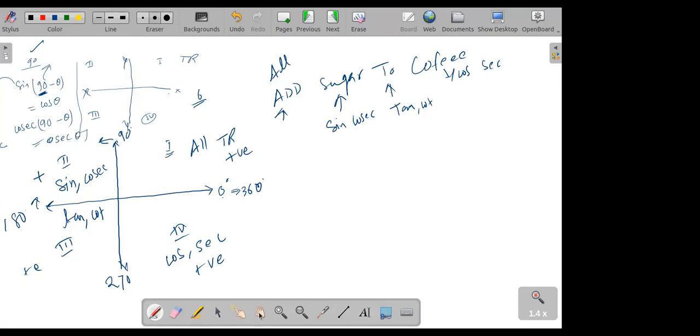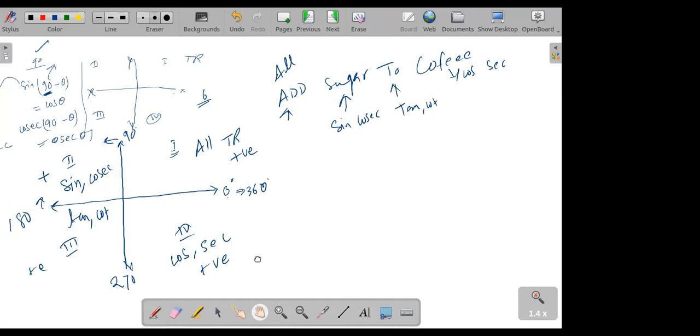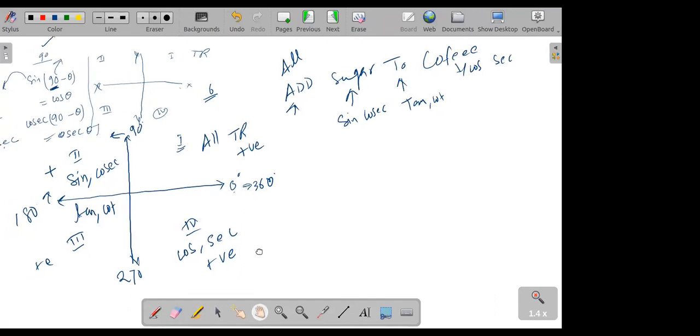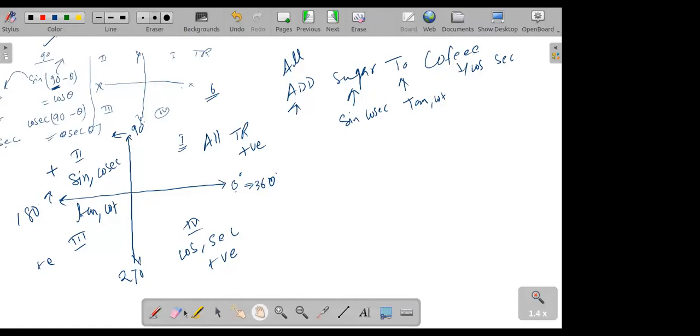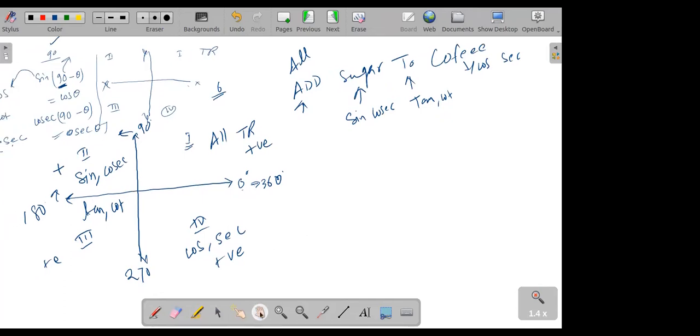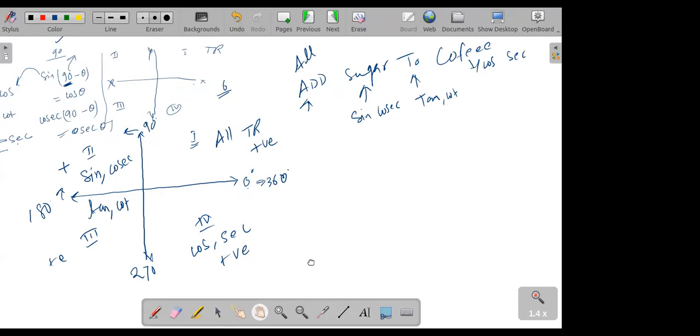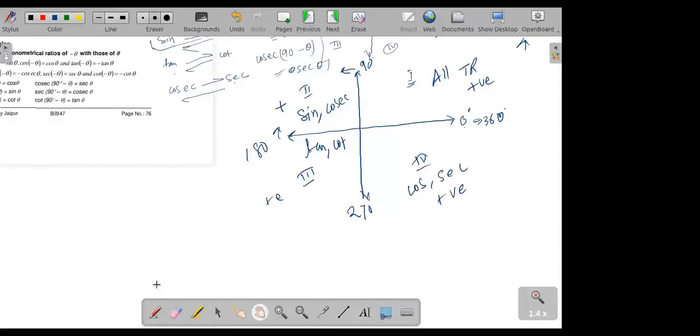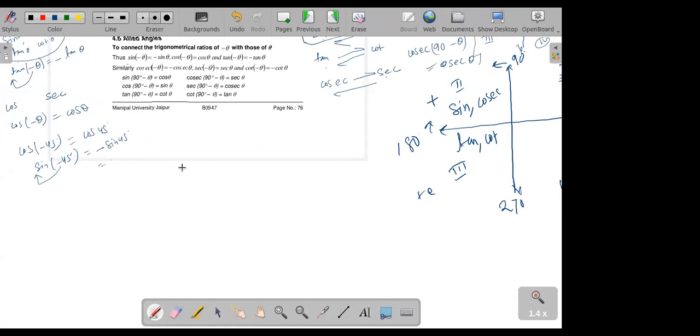So this was the rule, and now let's learn how this rule will be applied. Let's say an example: sine of 90 plus theta. What will be its value in terms of theta? We have to simplify this expression.